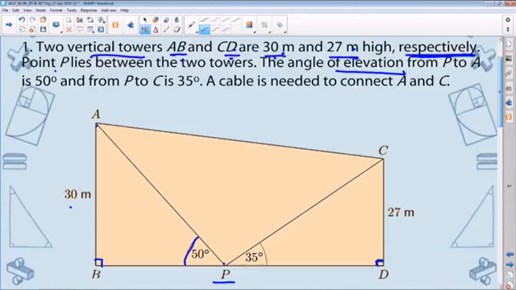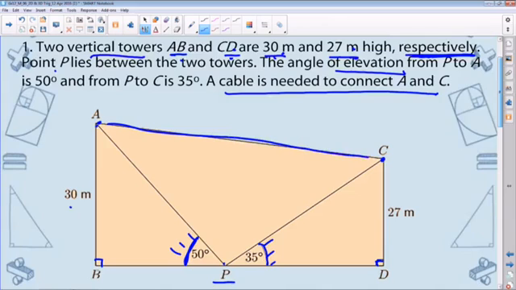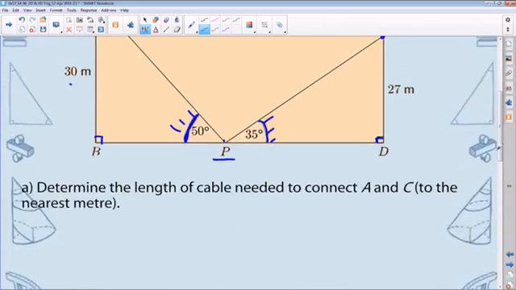The angle of elevation, so if you think of this almost as your eye and then you're looking up, all right? So elevation, looking up. So that angle is 50 degrees. And from P, so we're looking up again from P to the top of the tower, point C, and that angle is 35 degrees. And they tell you that a cable is needed to connect A to C. So that's your cable there, it's connecting A to C. The question is, determine the length of this cable AC to the nearest meter.